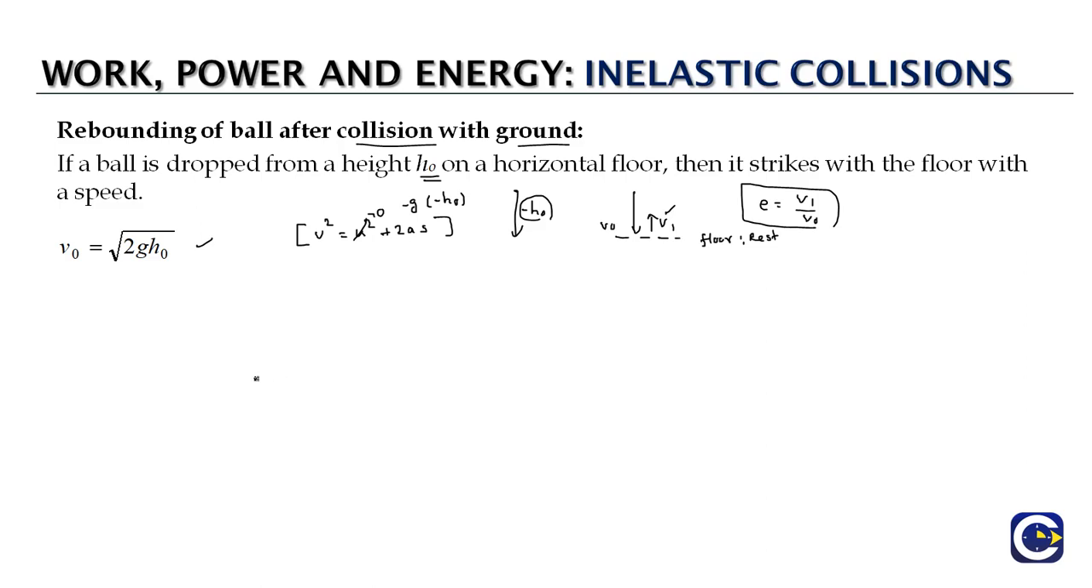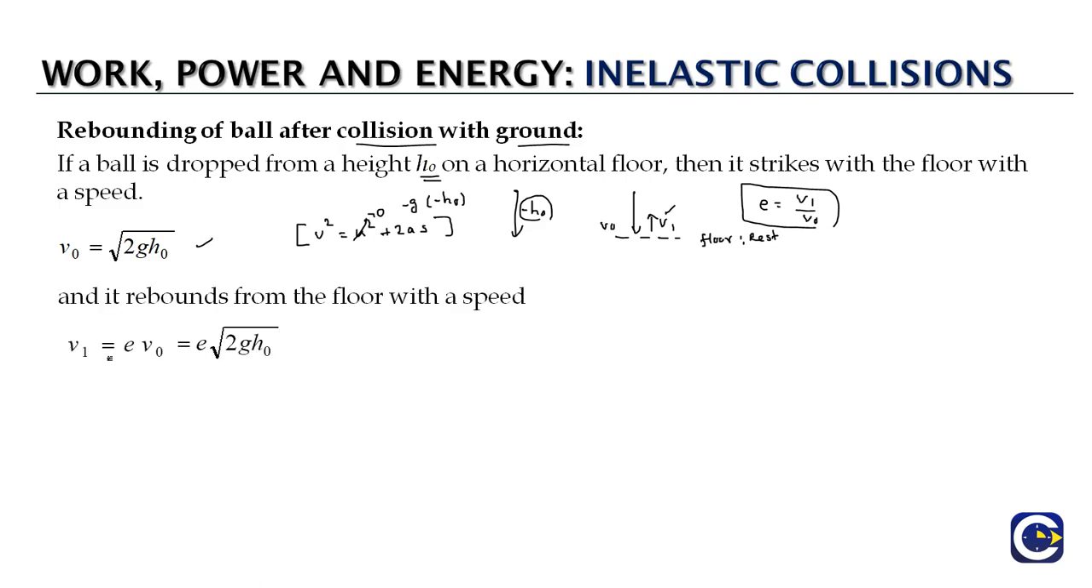Now we'll look at what will be the speed of the particle after the first collision, or once it is rebounding for the first time. The value of v1 will be simply equal to e times v0, where e is the coefficient of restitution.